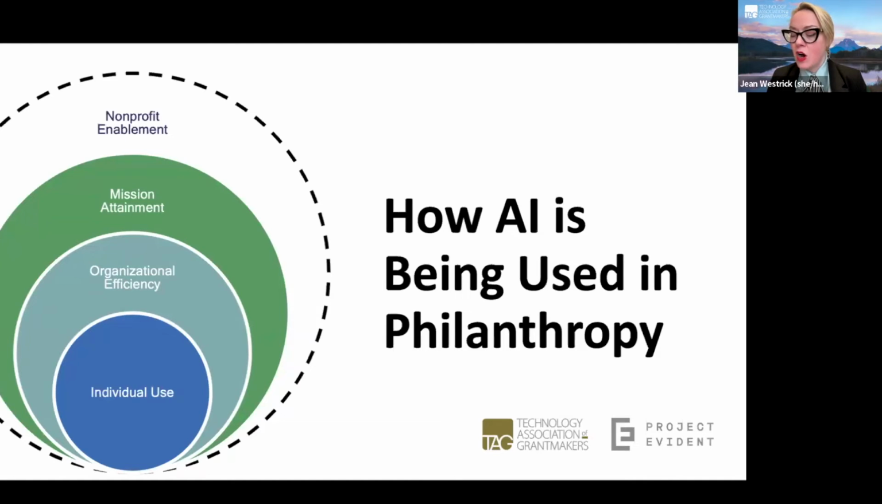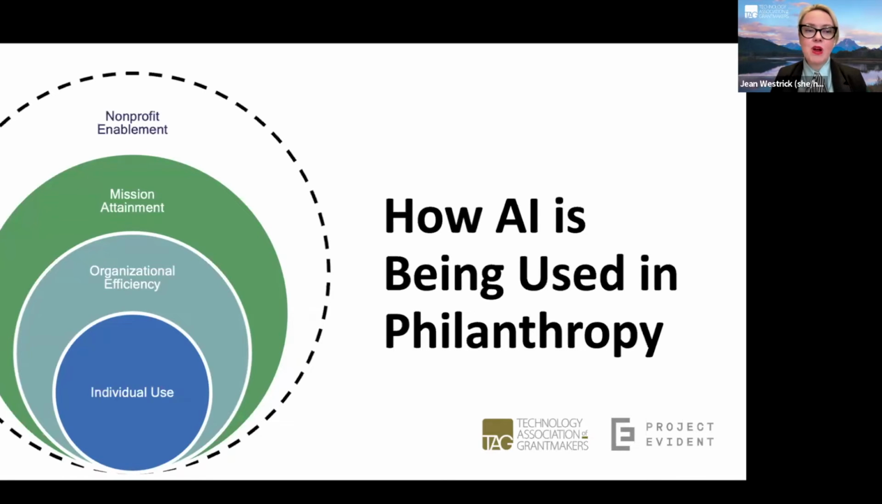Mission attainment are tools that have been provisioned by the organization for that deeper discovery, those deeper insights, to help with identifying strategies for fundraising or analyzing impact and those sorts of things.